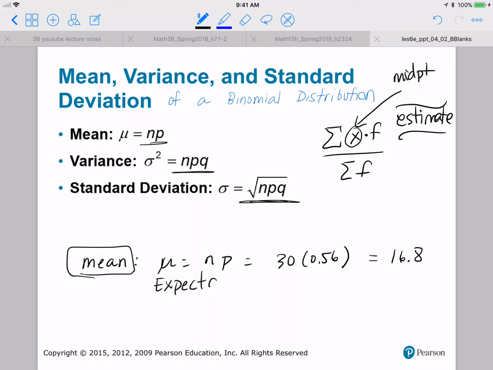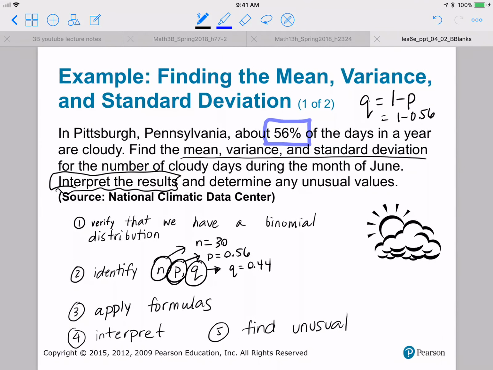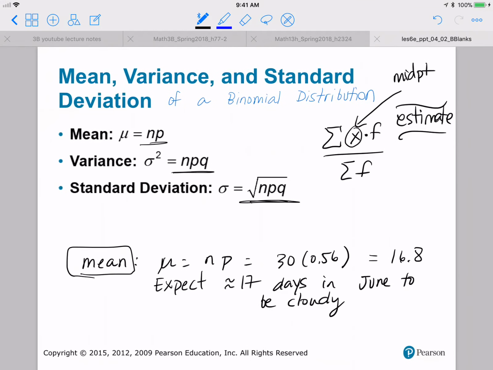So this is similar to that expectation. Expect about 17 days in June to be cloudy, which is what you would kind of expect. If 56% of the days in the year are cloudy, then you'd expect 56% of the days in June to be cloudy. What's 56% of the days in June? 0.56 times 30, 16.8. Okay?